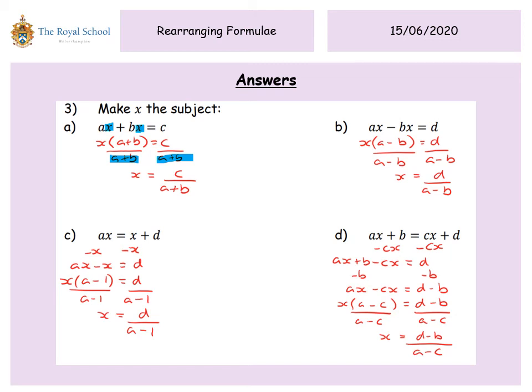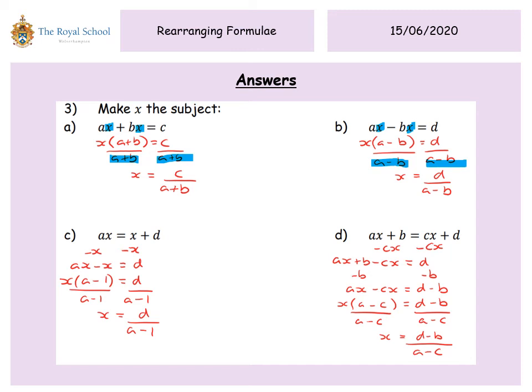Part B then, we've got ax minus bx equals d. Again, our x terms are on the left and there's no x terms on the right. This is fantastic. We can just factorise straight away to give us this x brackets a minus b equals d. If x has been times by a minus b, we can undo that by dividing by a minus b, and that gets us our final expression.